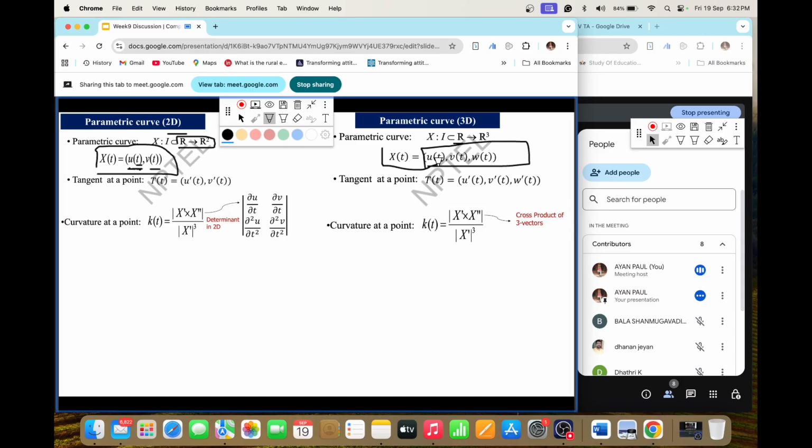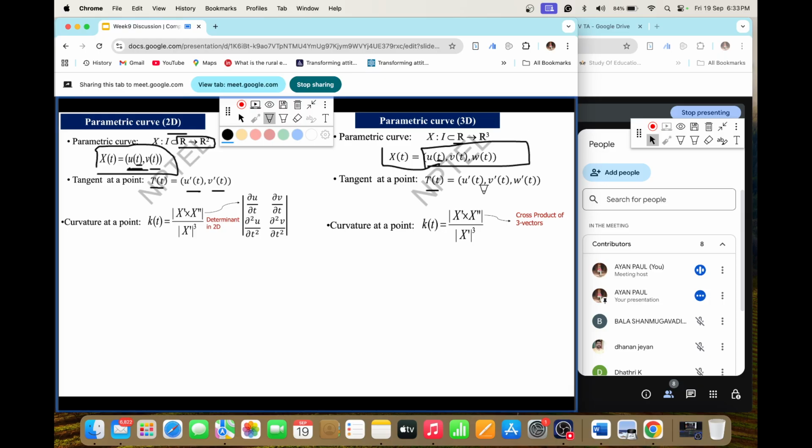The second point is the tangent. Tangent is very easy. Tangent is nothing but a single differentiation of the curve, that is d by dt of x(t). You just have to differentiate it, so it is written as u'(t) and v'(t), single differentiation.